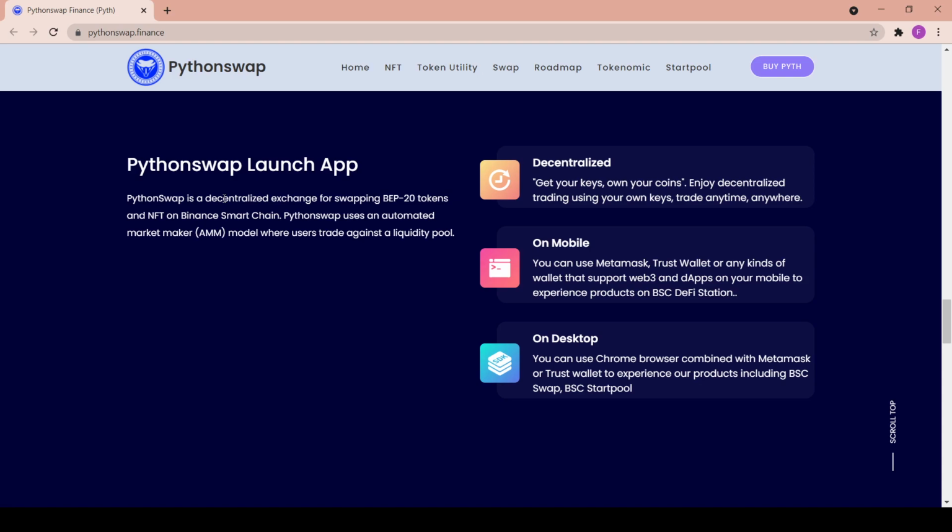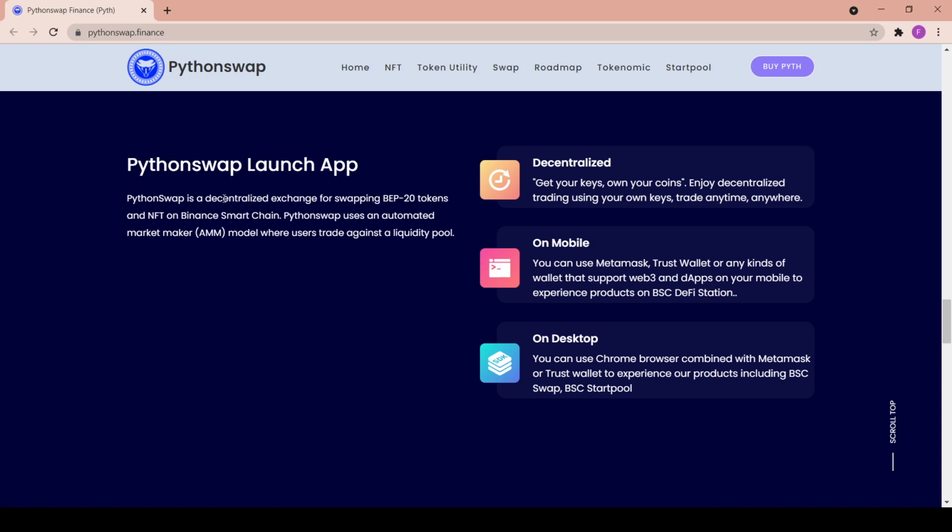Pythonswap uses an automated market maker, AMM, model, which uses trades against a liquidity pool. It has three main features. First of all, it's decentralized. This is what we all love. So get your keys, your own coins, enjoy decentralized trading using your own keys, trade anytime and anywhere.